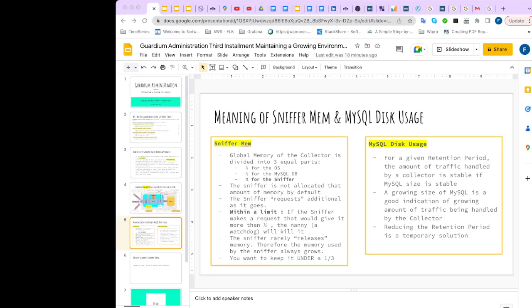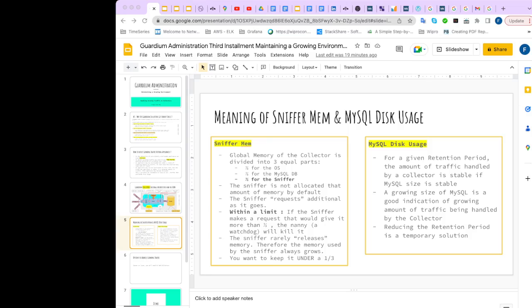So here, for a given retention period, the amount of traffic handled by a collector is stable if the size of MySQL is stable as well, meaning that if you get as much new traffic as you are able to purge older traffic. Then if you purge as much as you get, then the collector and MySQL database is stable, right?